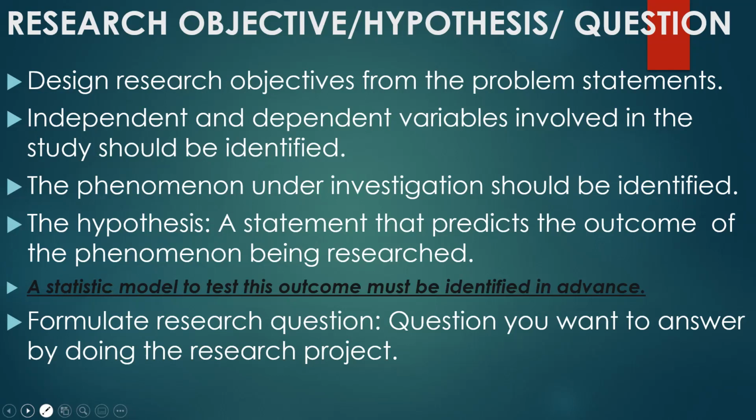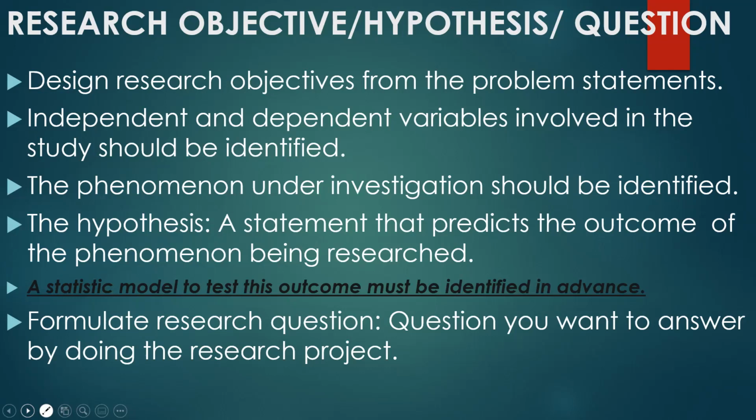Okay. So if you figured out your dependent and independent variable, then you must know the phenomenon under investigation. Okay, what am I investigating? It should be a variable that you're investigating, but the variable should have a name, and there must be a phenomenon, a kind of relationship that you are looking at. That phenomenon that I'm talking about is the relationship that is at play involving the two variables, the dependent and independent variables. So if you state your research objective, then you'll be investigating something that is related to the dependent and independent variable. That's what I'm saying. The phenomenon under investigation should be identified.